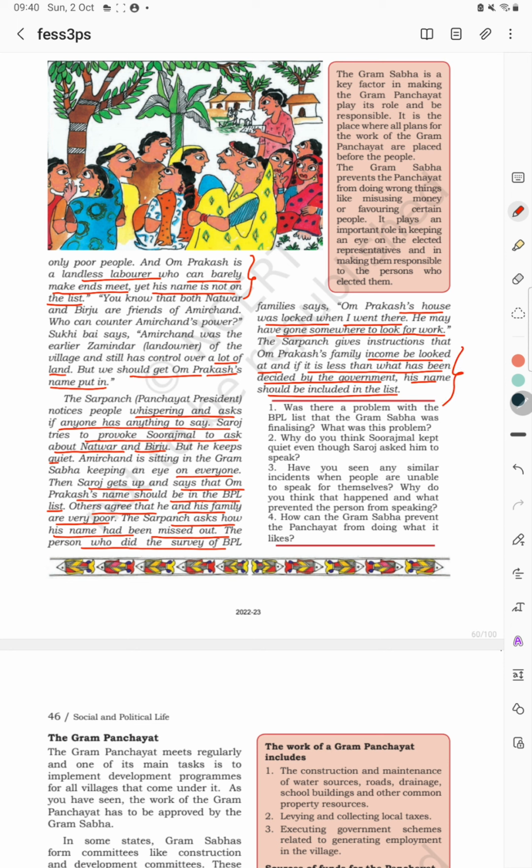Focus here. The Panchayat president suggested that the family income is to be looked upon, and if it is less than the limit decided by the government, which government, maybe state or maybe central government, his name should be in the list. Clear?